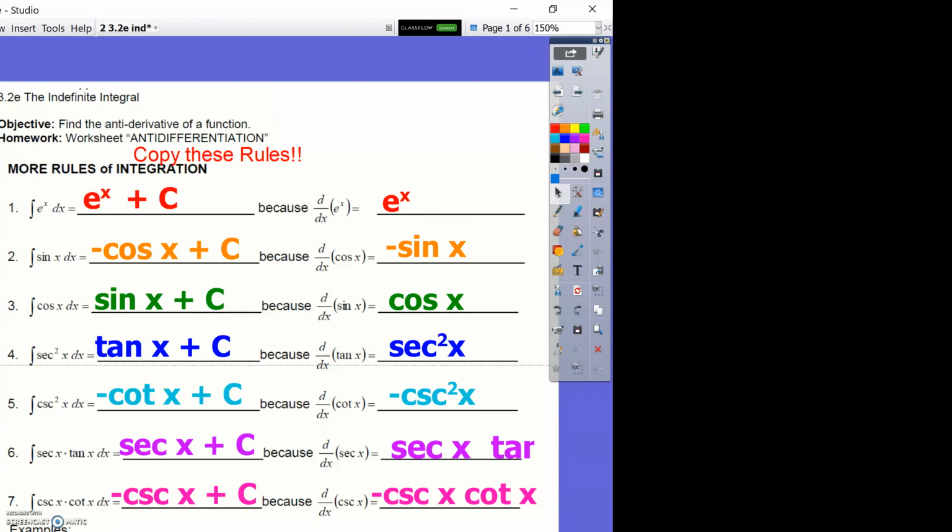Good morning, class. Today we are continuing our lesson in antiderivatives. We have a whole bunch of new rules, most of them having to do with trigonometry and e to the x. Please pause the video here so that you can copy down these new rules. In the bottom, we're starting with some examples. The first one has e to the x in it.